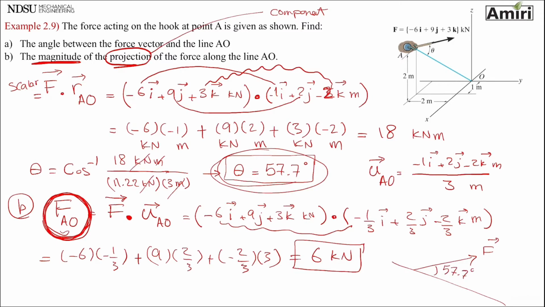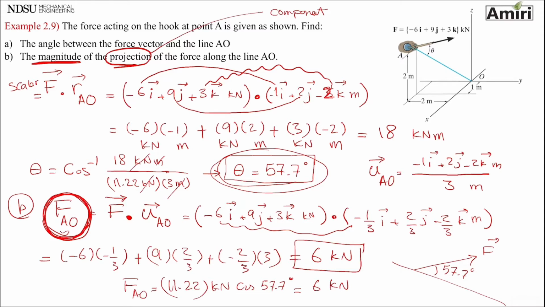You could have just simply put magnitude of F cosine of 57.7, and that would have given you 6 kilonewtons as well. Okay, so dot product is basically the same thing.